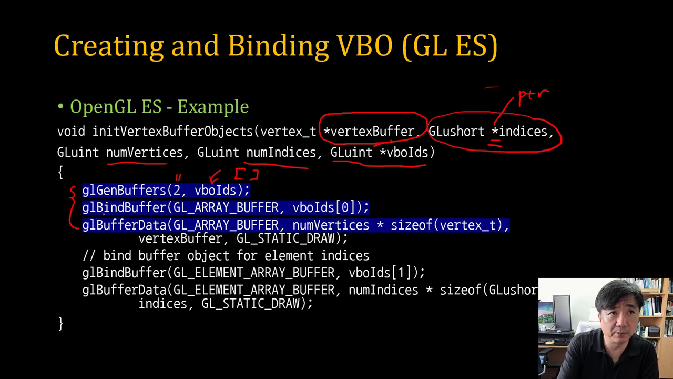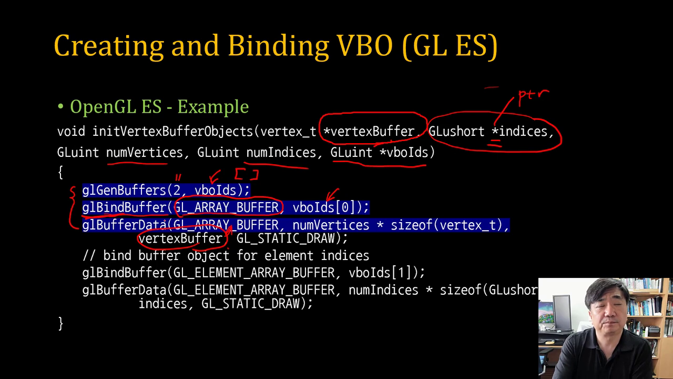And then glBindBuffer is called with the first element of VBO IDs, and the bind is done with the type GL_ARRAY_BUFFER. The third step is sending the data into this vertex buffer object. The vertex attribute data stored in the vertex buffer is sent into GL_ARRAY_BUFFER. What kind of array buffer? Yes, we already bound it.